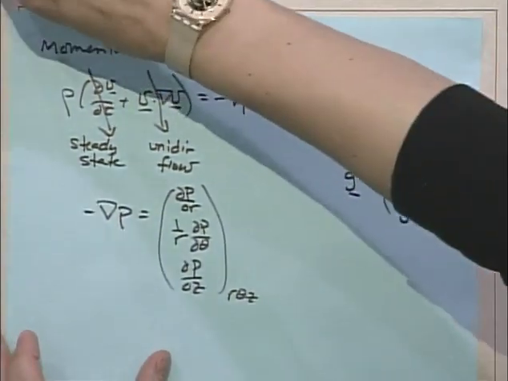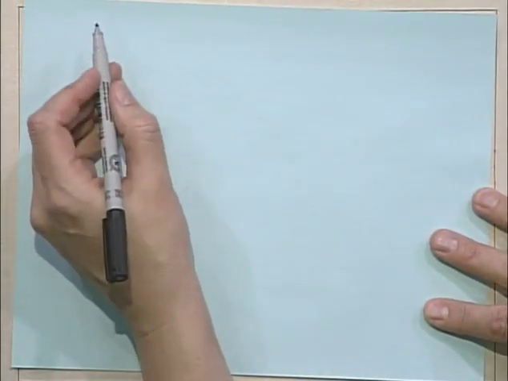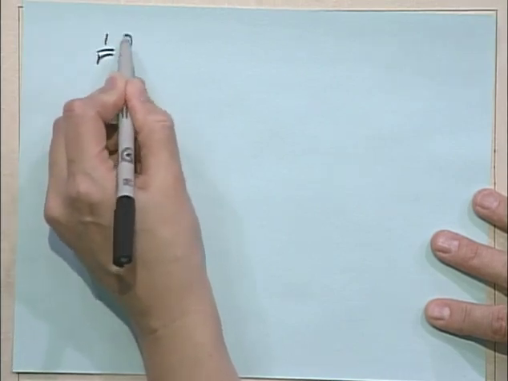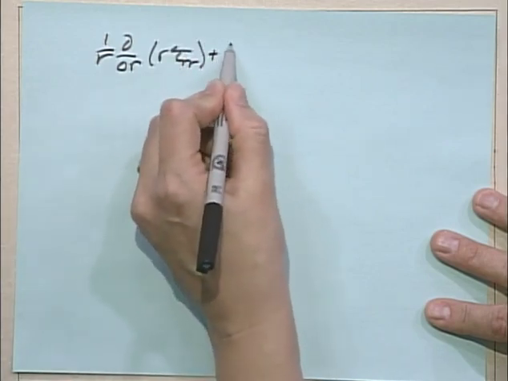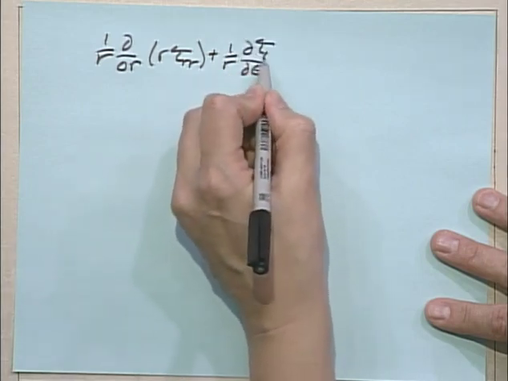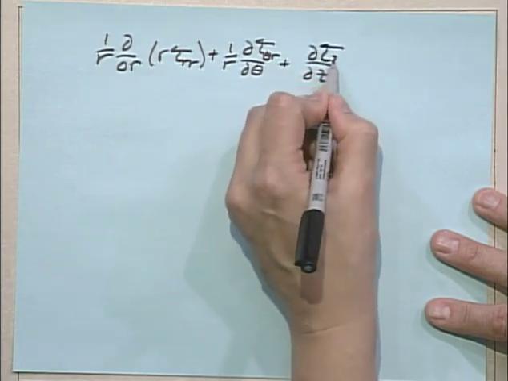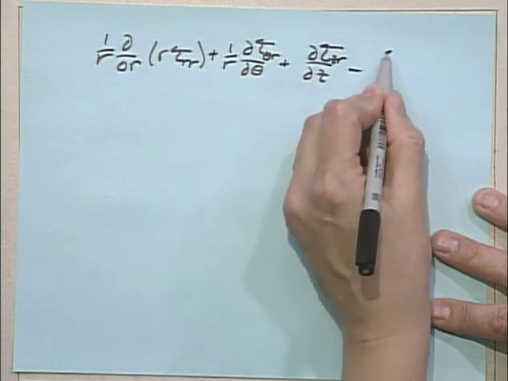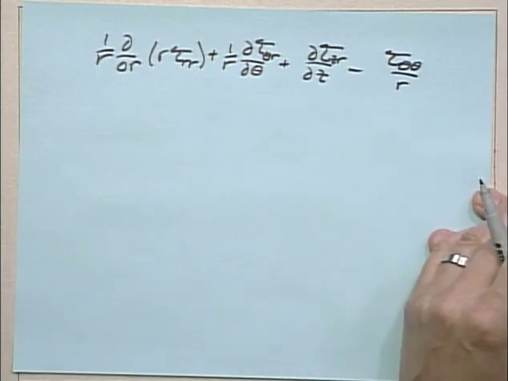So I'll copy del dot tau, but it's a big job. So del dot tau has 3 components, and they're the sum of various terms. So 1 over r d by dr of r tau rr plus 1 over r d by d theta of tau theta r plus d by dz of tau zr minus tau theta theta over r. So that's all the r component of del dot tau.